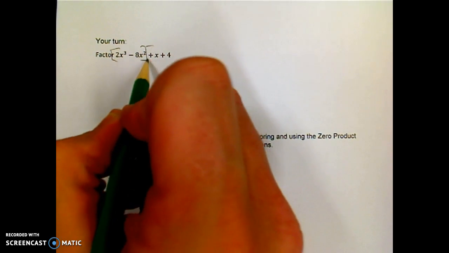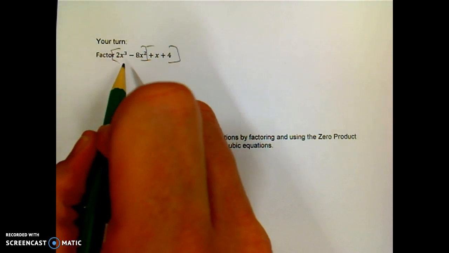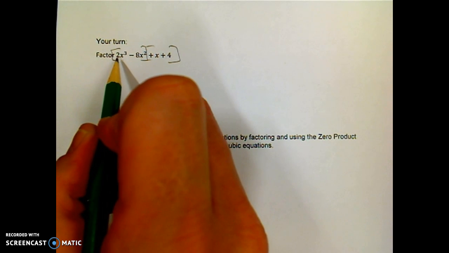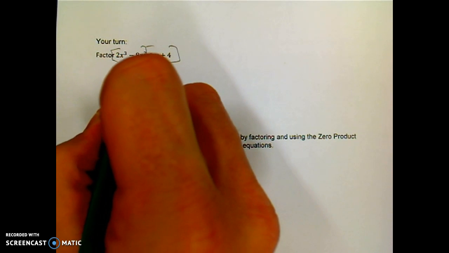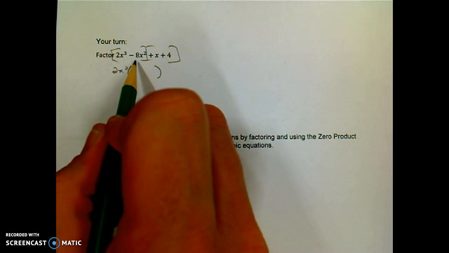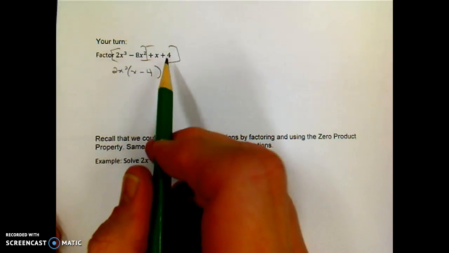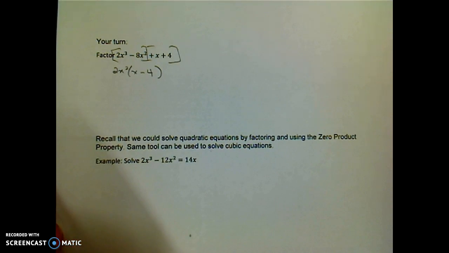So this practice problem is going to be factoring by grouping. 2x to the third minus 8x squared. I see a 2 and an x squared. That can be part of a GCF, leaving me with x minus 4. Now in my second term, I've got an x plus 4. I want that to be x minus 4.